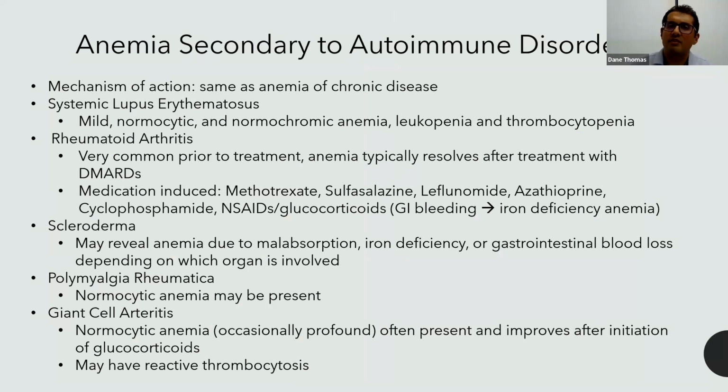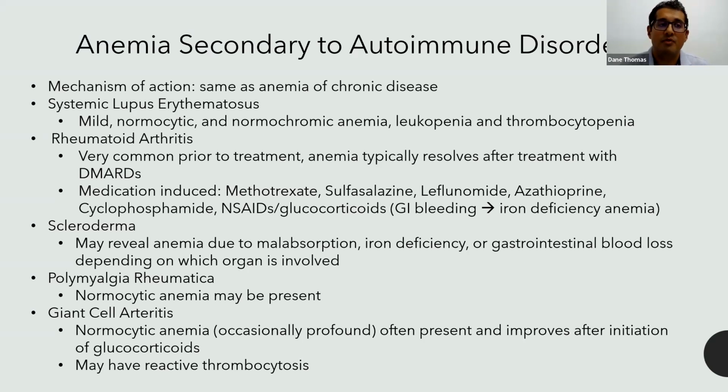Anemia can also be secondary to certain autoimmune disorders. The mechanism of this type of anemia is similar to anemia of chronic disease or chronic kidney disease. So with systemic lupus erythematosus, patients can have mild normocytic and normochromic anemia, leukopenia, and thrombocytopenia. In rheumatoid arthritis, it is very common for patients to have anemia prior to diagnosis and treatment. Fortunately, their anemia typically resolves after treatment with DMARDs.